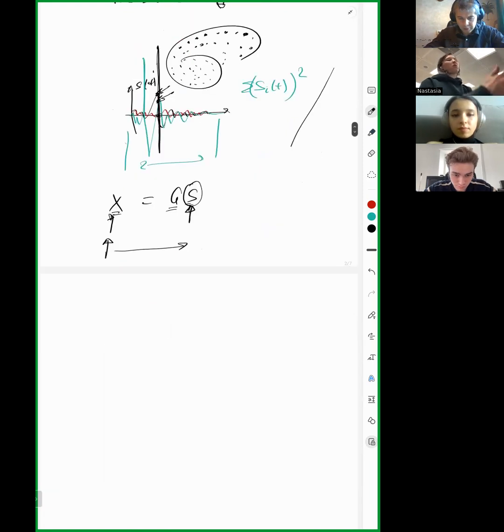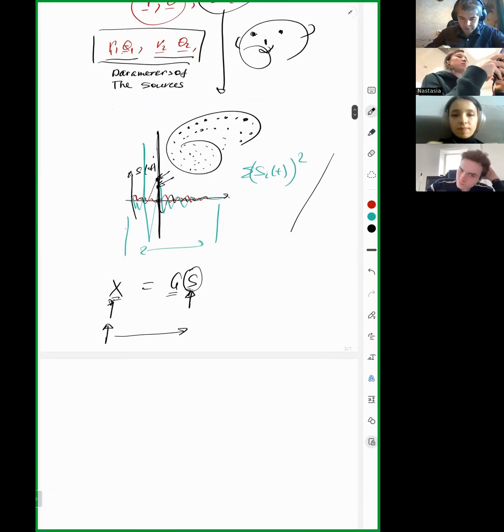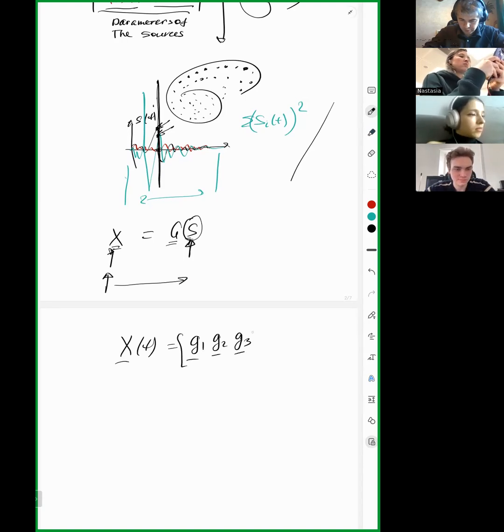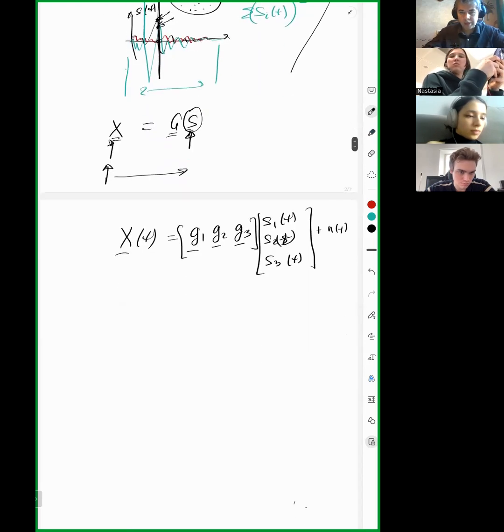Because in the dipole fitting scenario, we were finding a couple of sources, or like three sources, and then we were saying my x of t, my data, equals g1, g2, g3, for instance, multiplied by s1, s2, s3 of t. And you were assuming that there's some noise. Then, remember those peaks in the RAP-MUSIC scan? So we found these peaks.